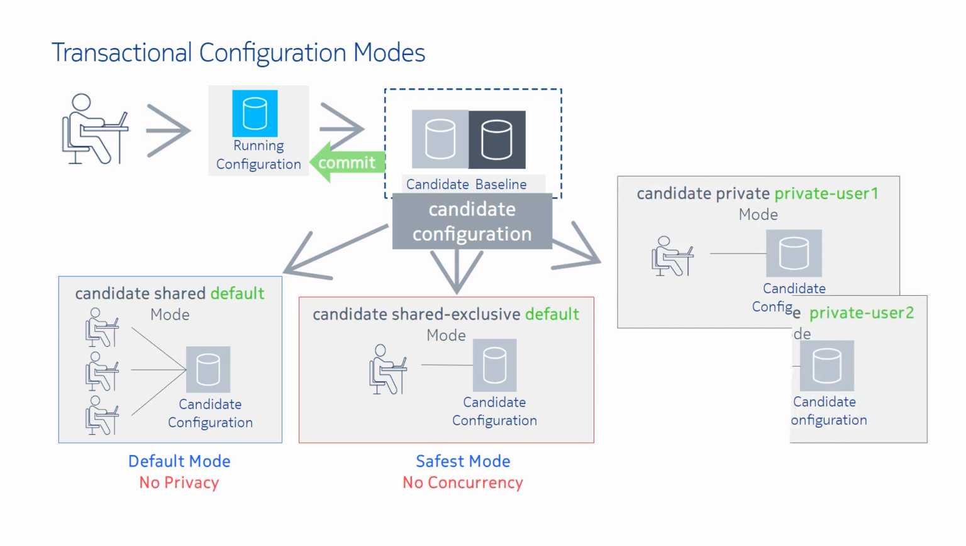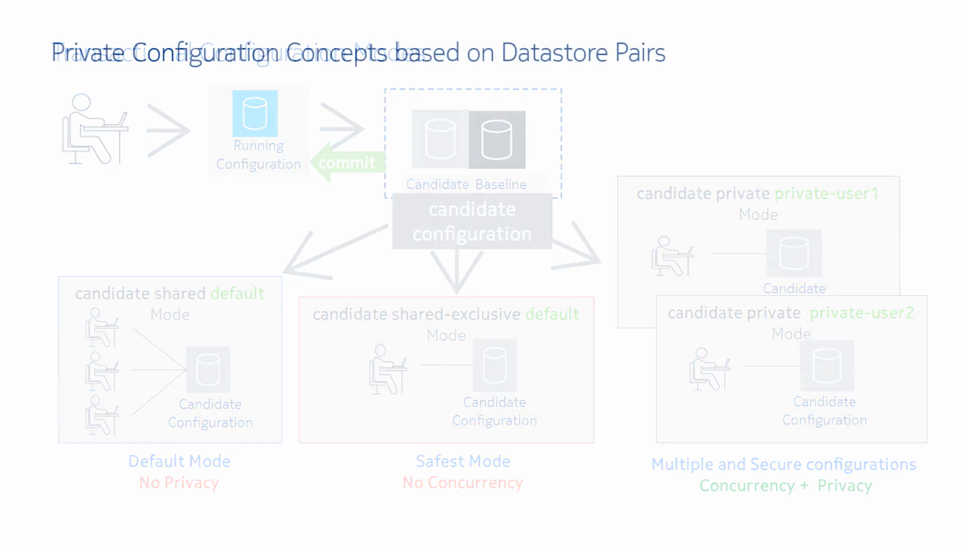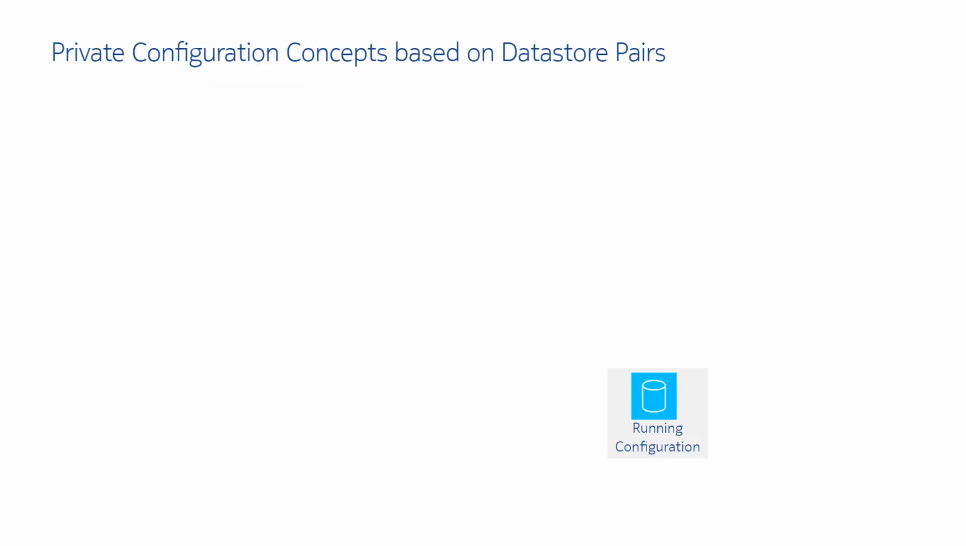It allows multiple users and creates a distinct candidate data store for each user. When a user commits their changes, only the changes from that user are applied. This is the configuration method used for GNMI and JSON-based RPC modifications. Let us focus on the private configuration mode.